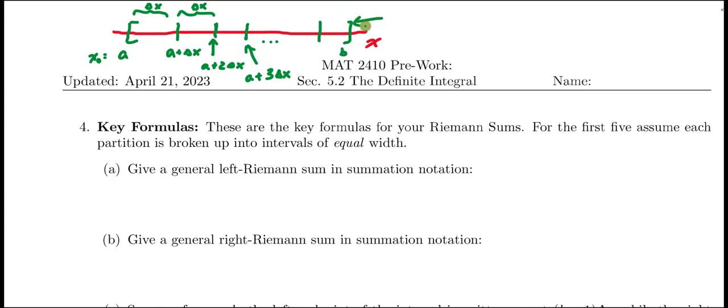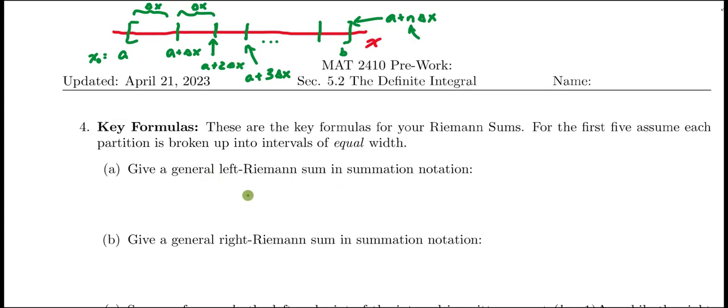This part's a little bit hard to enumerate. This would be A plus n copies of delta x if I'm breaking this up into n intervals. So I want you to spend a moment to think about why that's the case. Why would I call this element in the partition A plus 1 copy of delta x, and this element in the partition A plus 2 copies of delta x?